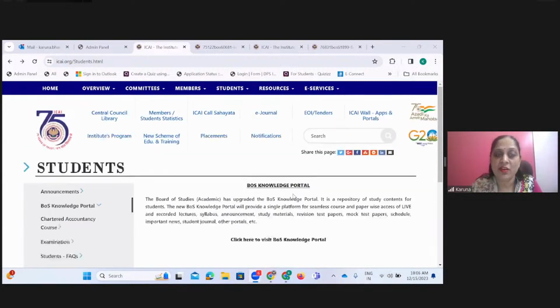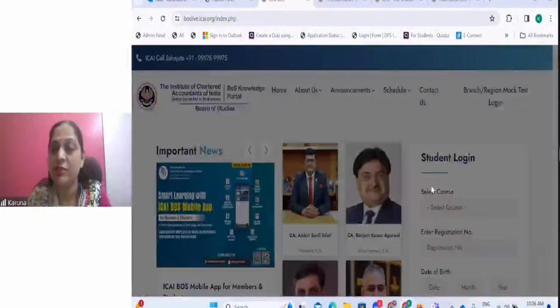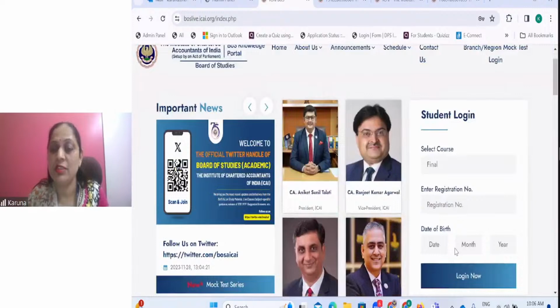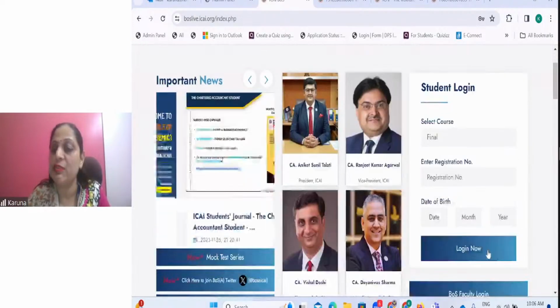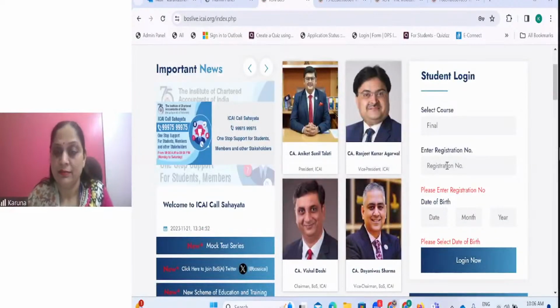So you can see that on the ICAI website, on the BOS Knowledge Portal, when you click on BOS Knowledge Portal, you can see the student login. You can select the course, Final. Whatever is your registration number, you can write it along with your date of birth and log in. I am filling it in and I will show you how it comes.